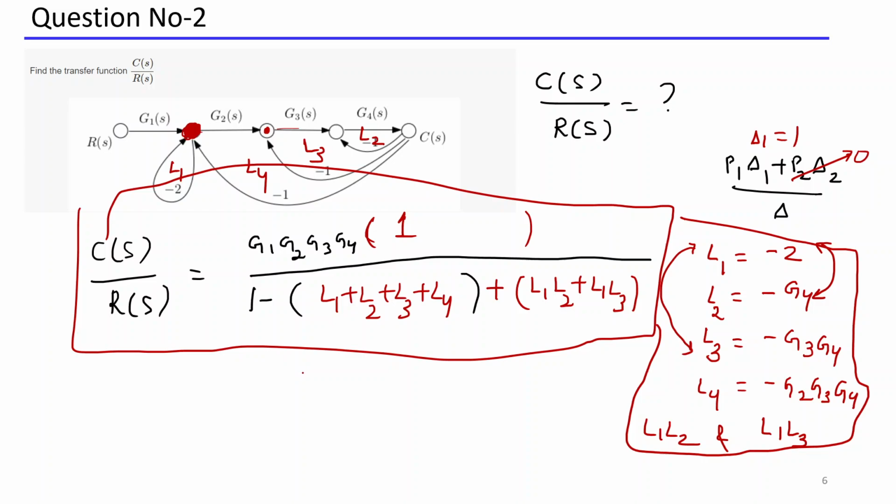It will not take that much time. If you practice at least 10 questions, then you can write the answer within one page or even half a page. So this is the way you can solve the questions from Mason's gain formula.